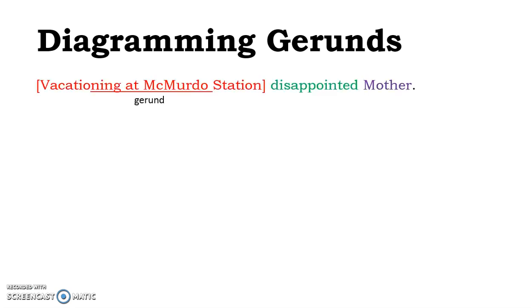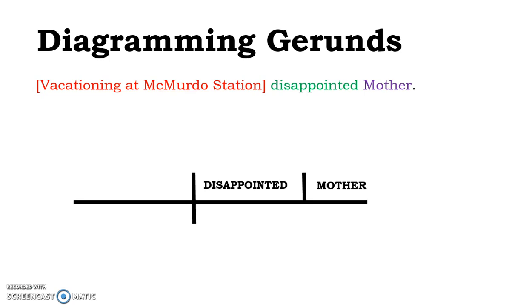Let's color code like this. We see that we have a gerund. We see that we have disappointed as our past tense verb, and then mother is the direct object. So, diagramming everything but the gerund phrase as the subject, we have this, and then we look at the root gerund, see that it's vacationing. Vacationing, we draw our pedestal and put vacation, the root of the verb of that gerund, there on the top step, and then ing on the bottom step.